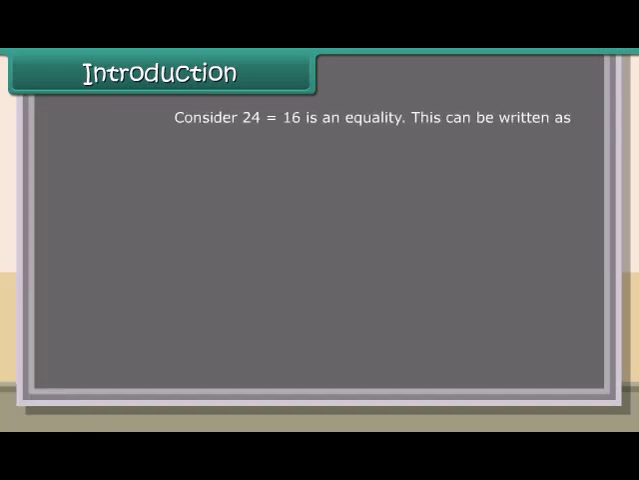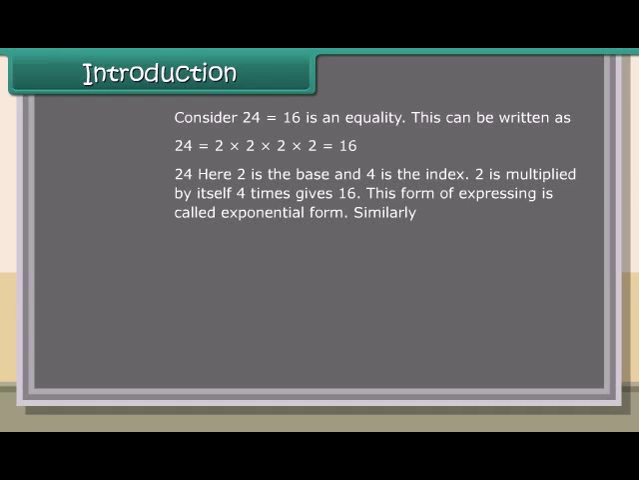Consider 2^4 = 16 is an equality. This can be written as 2^4 = 2 × 2 × 2 × 2 = 16. In 2^4, 2 is the base and 4 is the index. 2 is multiplied by itself 4 times gives 16. This form of expression is called exponential form.